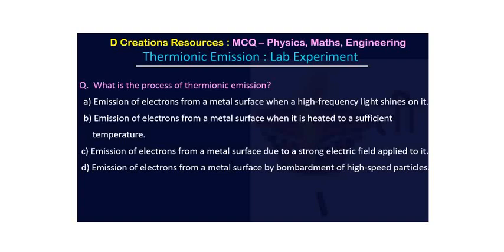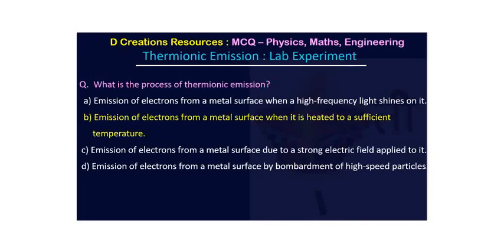So you can take a moment, pause the video, choose your answer, and then resume watching it again. So I'm sure you have been able to answer it, and the answer is option B, emission of electrons from a metal surface when it is heated to a sufficient temperature.